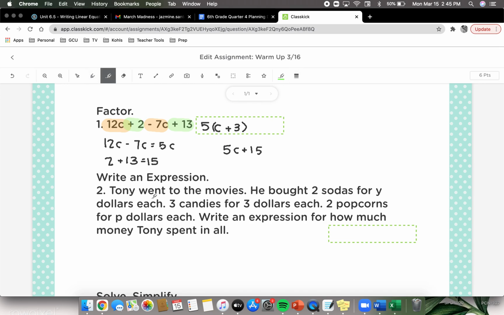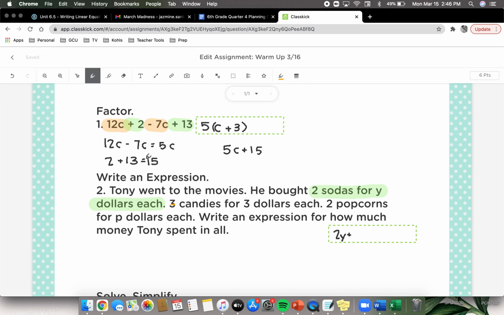Looking at number 2, it wants us to write an expression. Tony went to the movies, and he bought 2 sodas for $Y each, 3 candies for $3 each, 2 popcorns for $P each. Write an expression for how much money Tony spent in all. So he bought 2 sodas for $Y each. So that could be represented as 2 sodas he bought, we need to multiply by Y. Plus, because we're trying to figure out how much he spent in total.